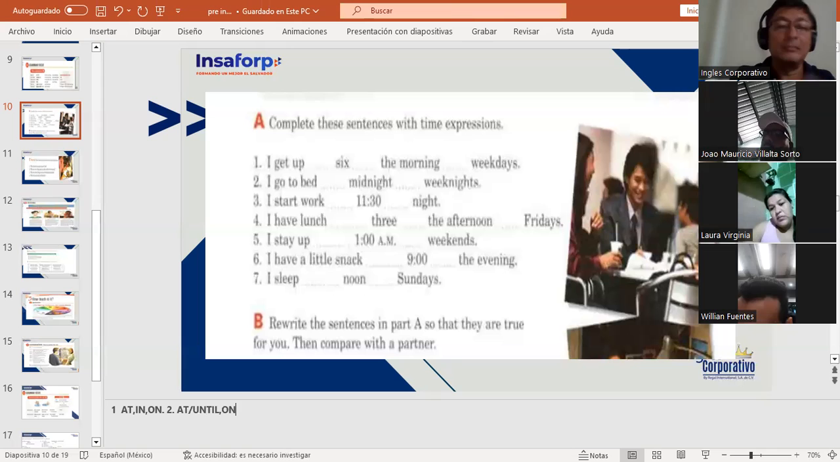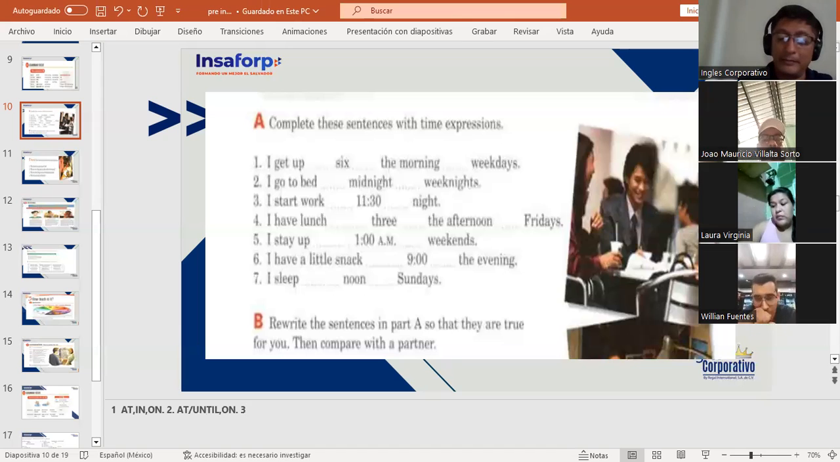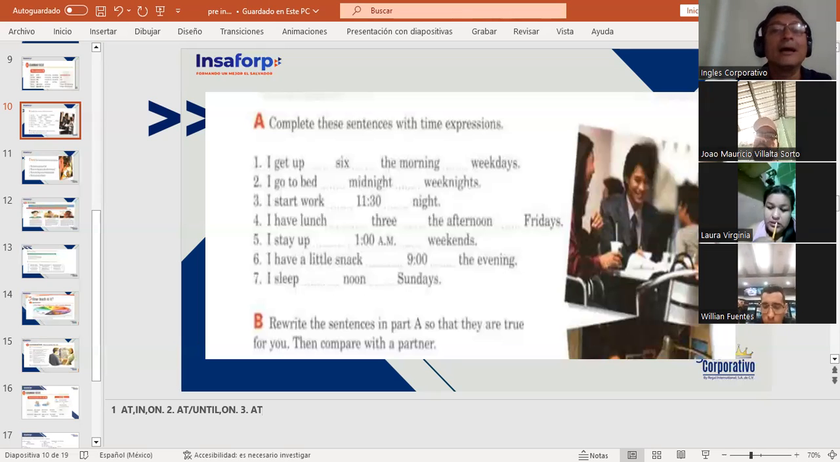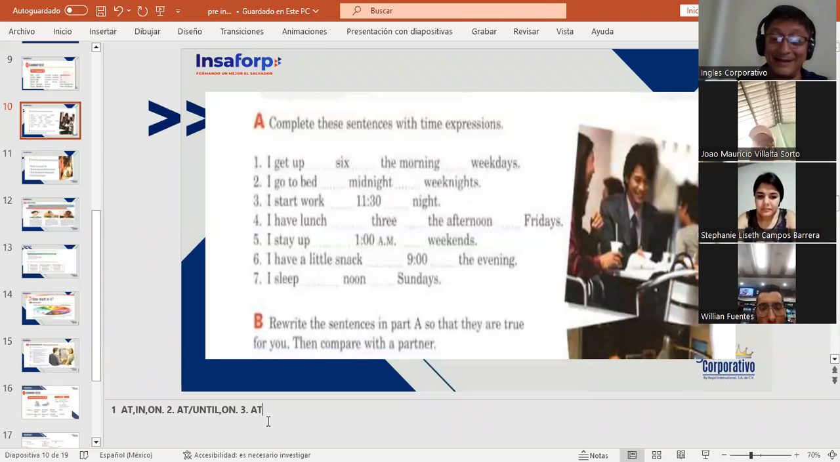On weeknights. Number three, I start work at what? At 11:30. Thank you. I start work at 11:30 at night. At night, yes. That's the rule. Okay, number four.